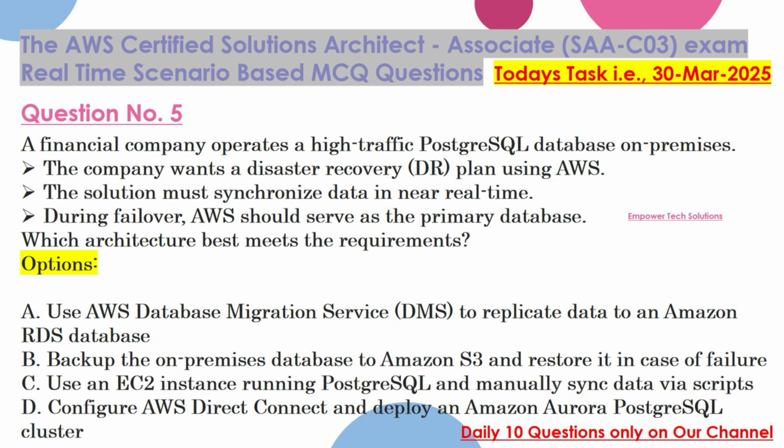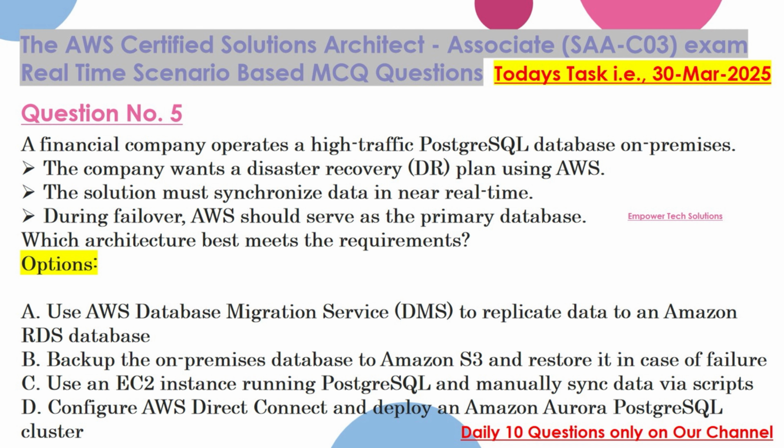Question 5. A financial company operates a high-traffic PostgreSQL database on-premises. The company wants a disaster recovery (DR) plan using AWS. The solution must synchronize data in near real time. During failover, AWS should serve as the primary database. Which architecture best meets the requirements?